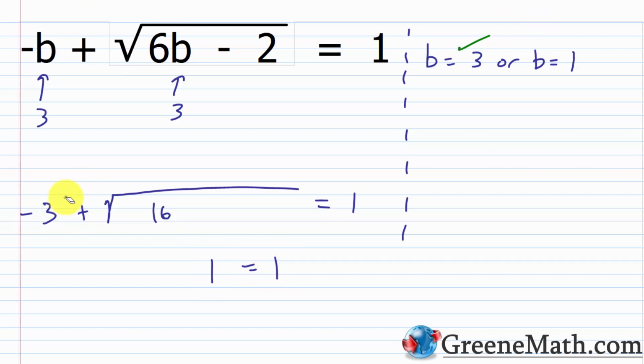All right, for the next one, I'd replace my b with a 1. So I'd have -1 plus the square root of 6 times 1, which is 6, minus 2, which would give me 4. So the square root of 4, and this should be equal to 1. Now the square root of 4 is 2, so I'd have -1 plus 2. That gives me 1, and that equals 1. So we get 1 equals 1. Again, this solution is valid. b equals 1. So we have b equals 3 here, or b equals 1.